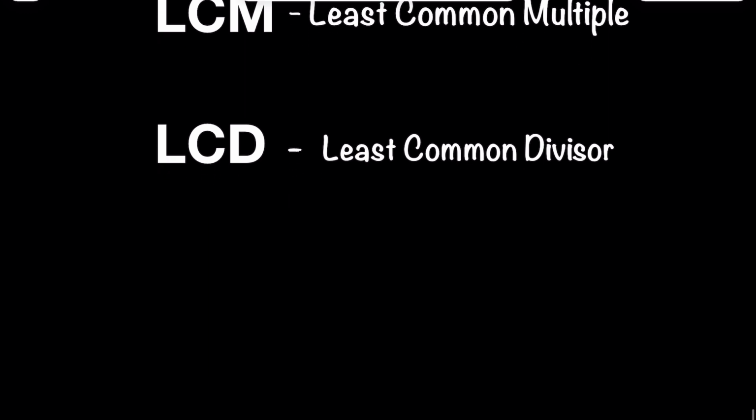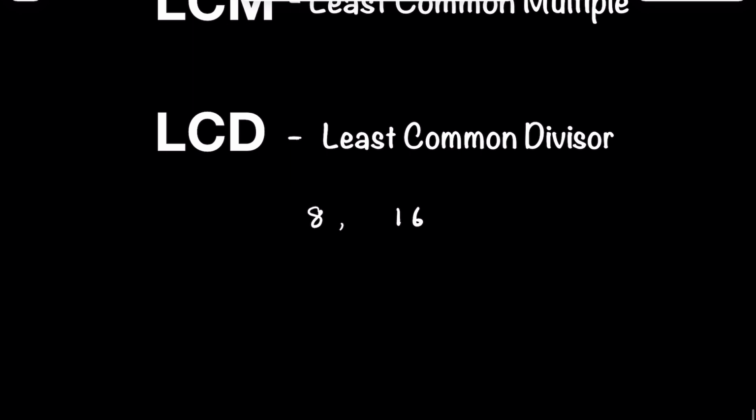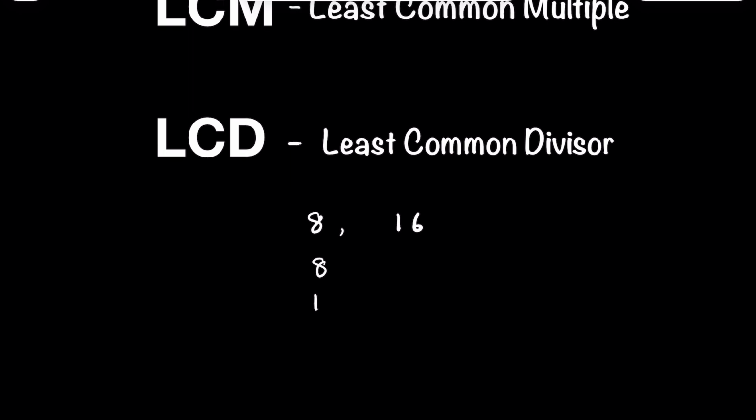For example, LCM of 8 and 16. If we list the multiples of 8, they are 8, 16, 24, 32, and multiples of 16 are 16, 32, 64. Now you have to find the least common multiple. So the least common multiple among these multiples is 16. So LCM of 8 and 16 will be 16.